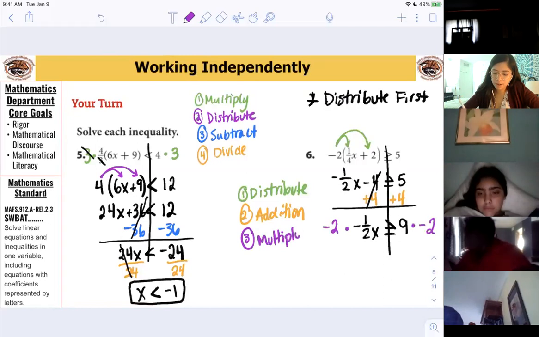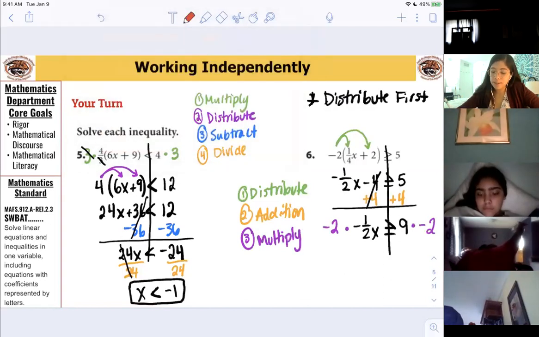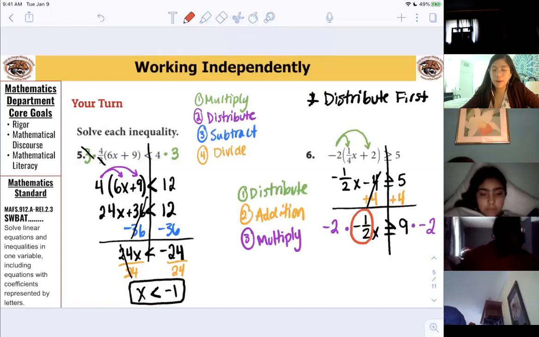And here's where we... wait, Miss, why? Because I have a negative fraction. If I don't multiply by a negative 2, it's going to leave me with a negative. And I want to get rid of that negative. So when I multiply by negative 2, it automatically eliminates not just the fraction, but also the negative sign.